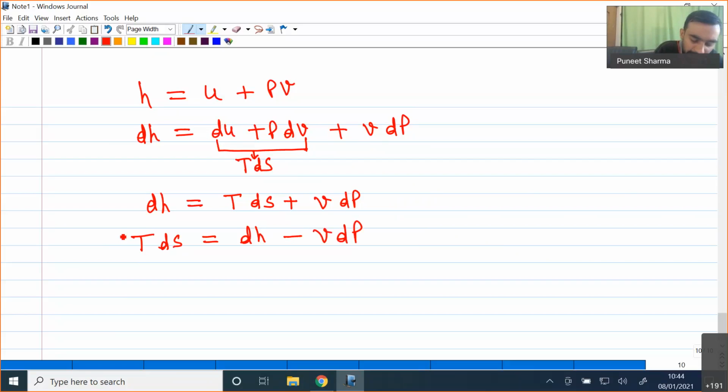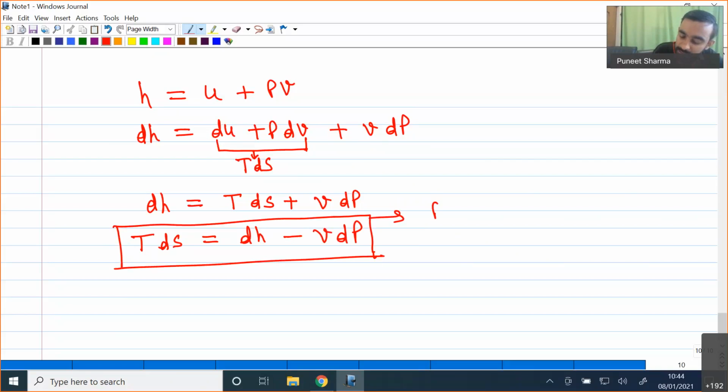So this is my second very important property relation. Both these property relations, which I have derived, are known as Gibbs property relations.